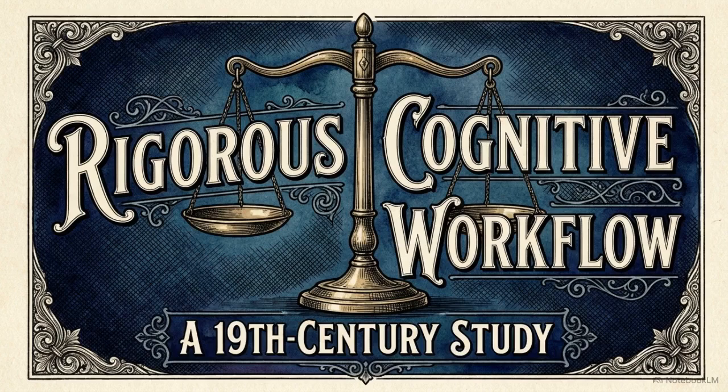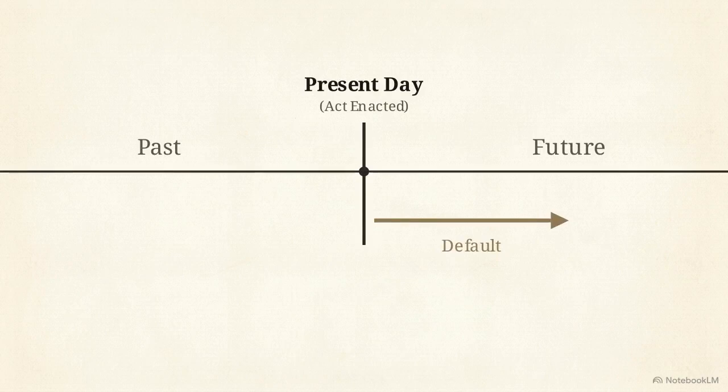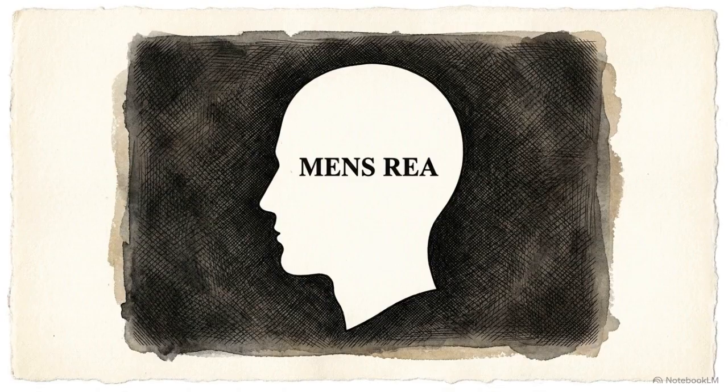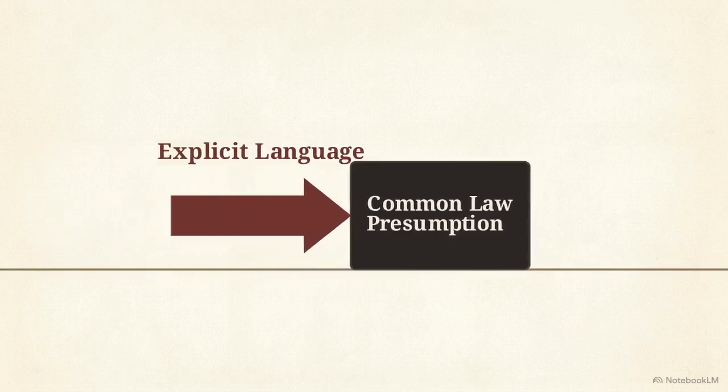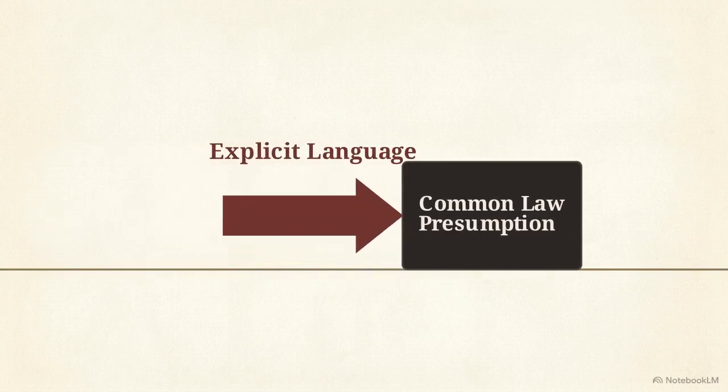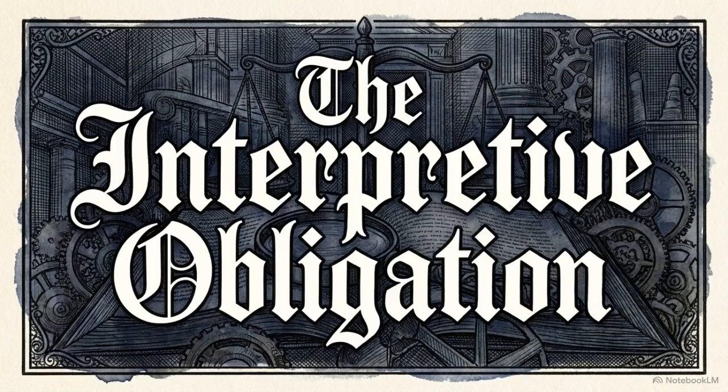Step 4. Presumptions. The common law applies certain defaults, such as the presumption against a statute having retrospective effect, or the requirement of mens rea, a guilty mind, as seen in Sweet v. Parsley. Rebutting these defaults requires strong evidence. Parliament must provide explicit, clear language within the statute to prove it intended to depart from these common law baselines. However, the most significant modern overwrite is Section 3 of the Human Rights Act 1998.